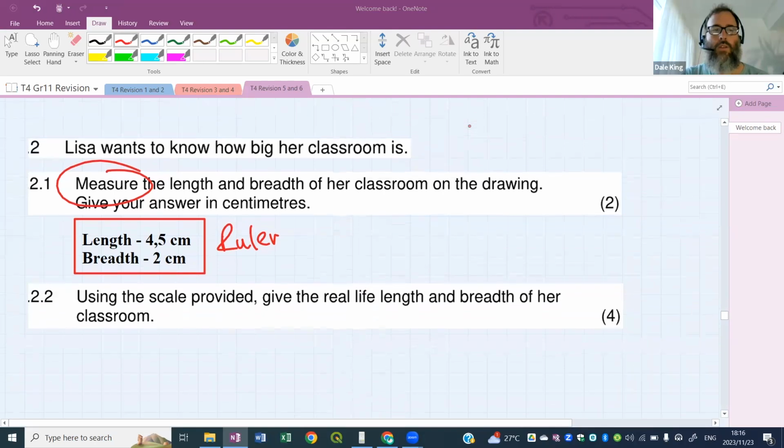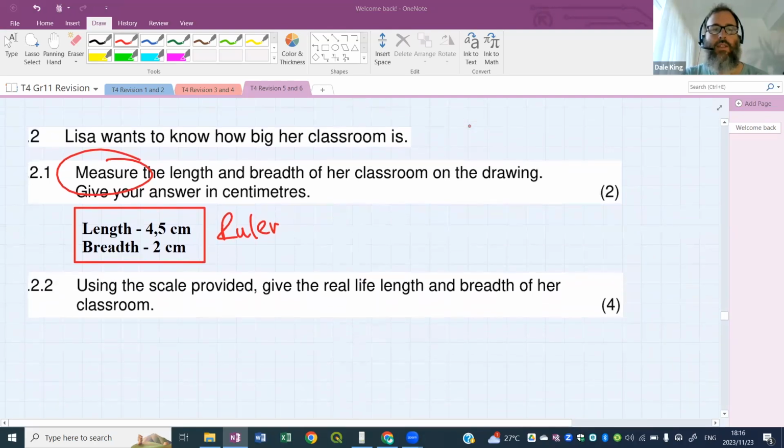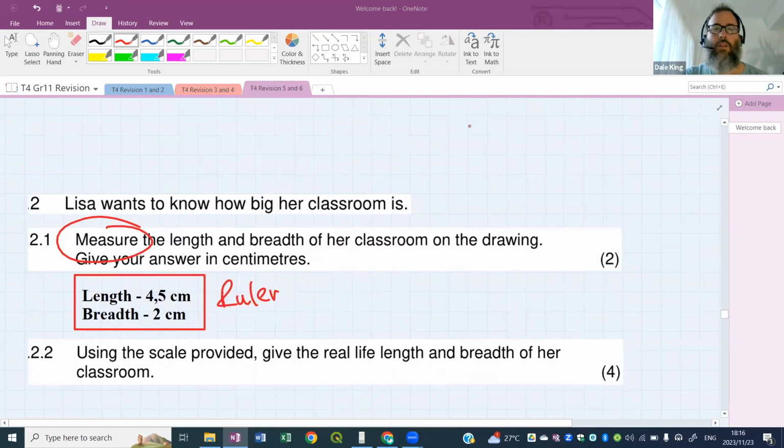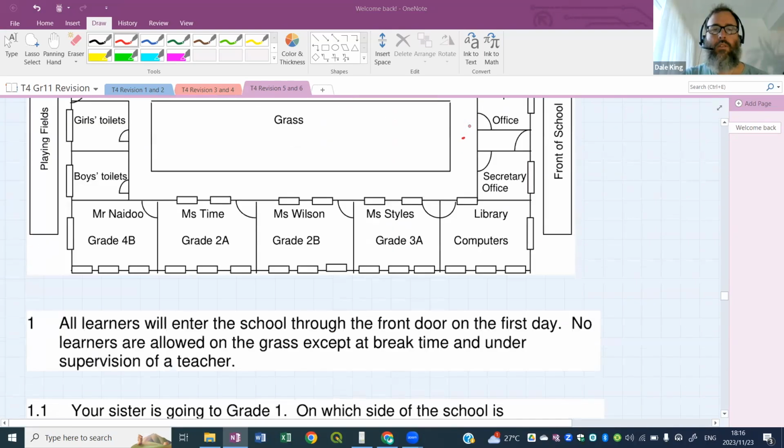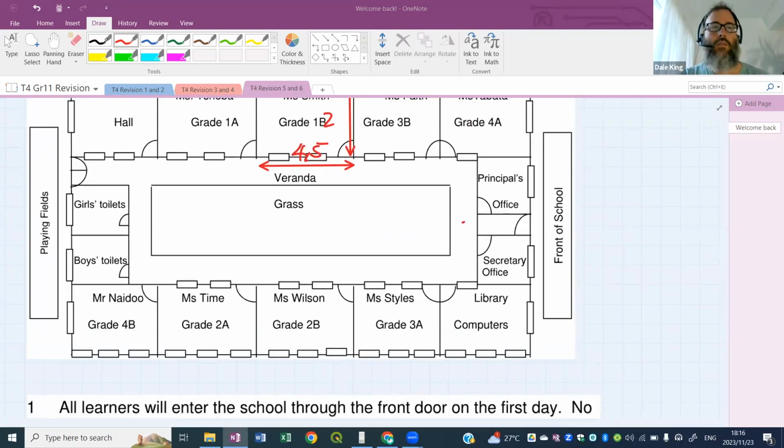Here comes the next one. 2.2. Using the scale provided, give the real life length and breadth of the classroom. Now, the scale was there, but now it's disappeared. So I'm going to tell you that the scale is 1 is to 150. Okay, let me bring that down.